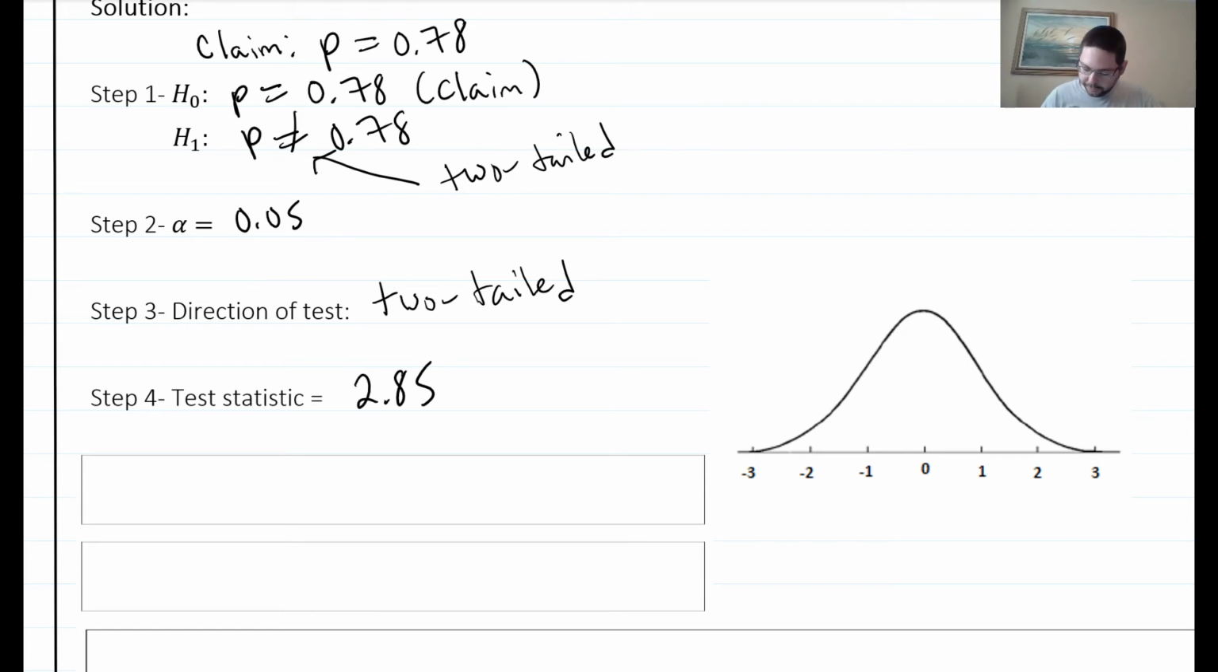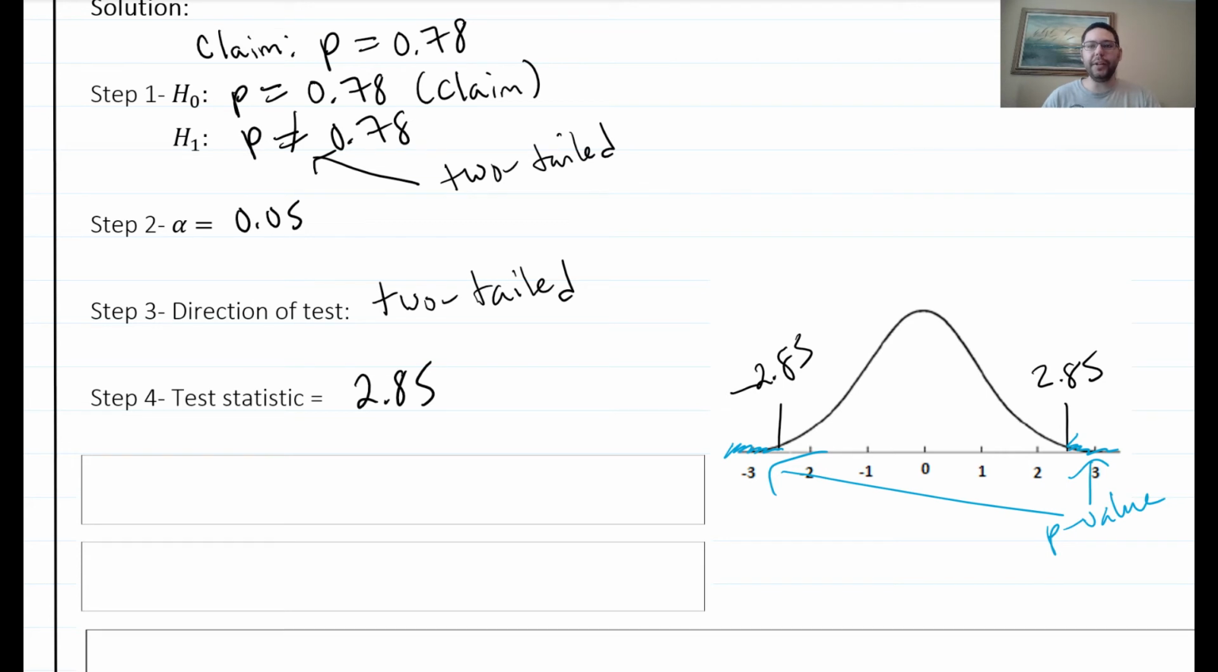So we have 2.85 over here, and that's your z test. Well, you can call it z test, your test value. And then we have the negative version over here. And then we're going to shade our p-value, which is both tails. So both of these represent my p-value.